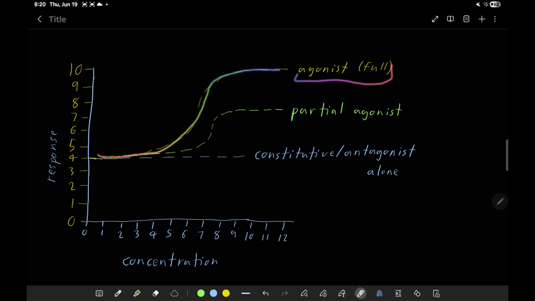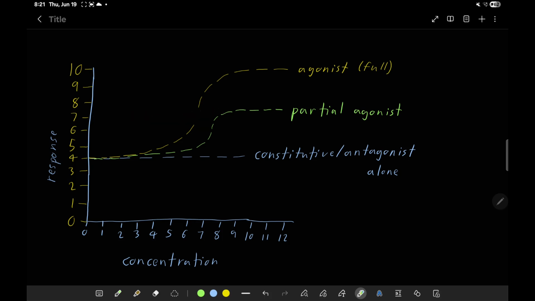You can see that it increases response, spikes up, and then it plateaus at your max level response. But then this green line represents your partial agonist. This also, when you add it and you increase it in concentration, it increases response above your constitutive activity, above your baseline levels, but the plateau that it reaches is not as high. It's only like 7 or 8 instead of 10.